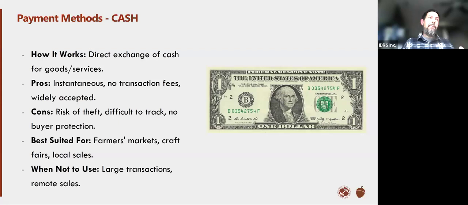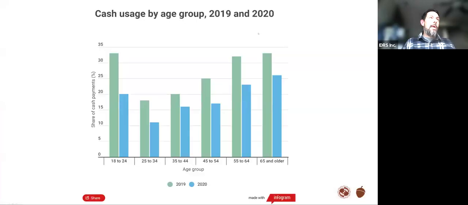Okay, so cash, very basic. But I did want to talk about the cash usage because we're talking about, if you are only accepting cash, what's going to happen to your sales moving forward. One of the things, and I just mentioned about also who your customer is going to be. So as you can see, this is cash usage by age group. This was done a few years ago, so I would expect that cash usage has even decreased further.